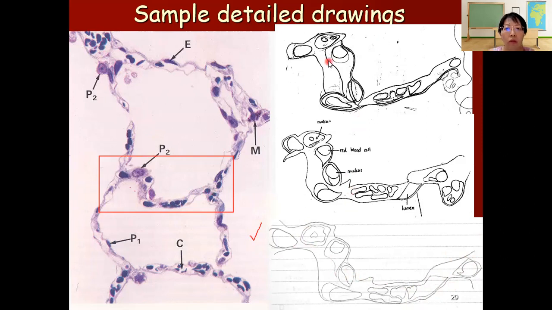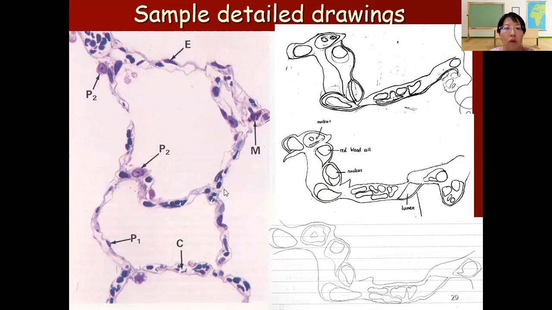So this is the best drawing among all the drawings. Okay. So the rest of the drawings here are also acceptable, but not as accurate as this one. As you can see, some things are missing, or the shape of the structure does not really represent the actual shape. So not so accurate, but might be able to score full marks. It depends. Here is wrong already. How can the red blood cell be flowing inside the wall? It's supposed to be flowing inside the lumen of the capillary.